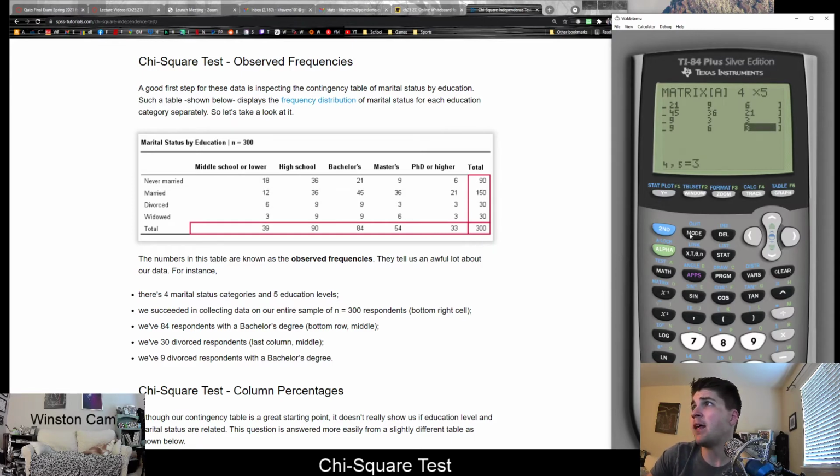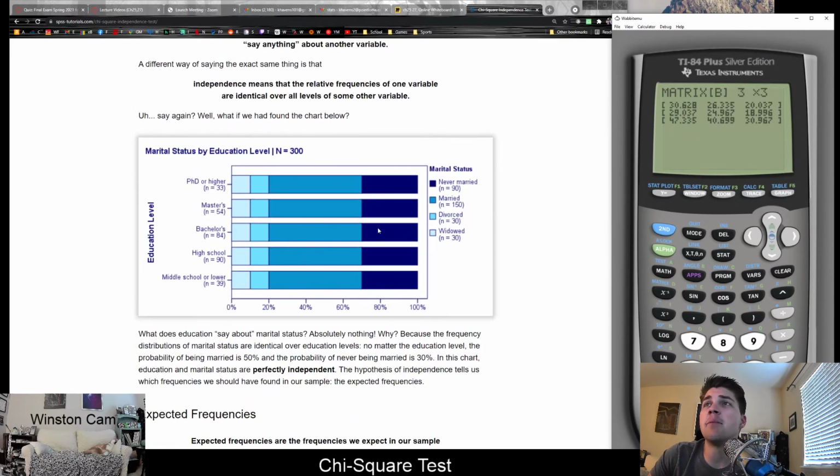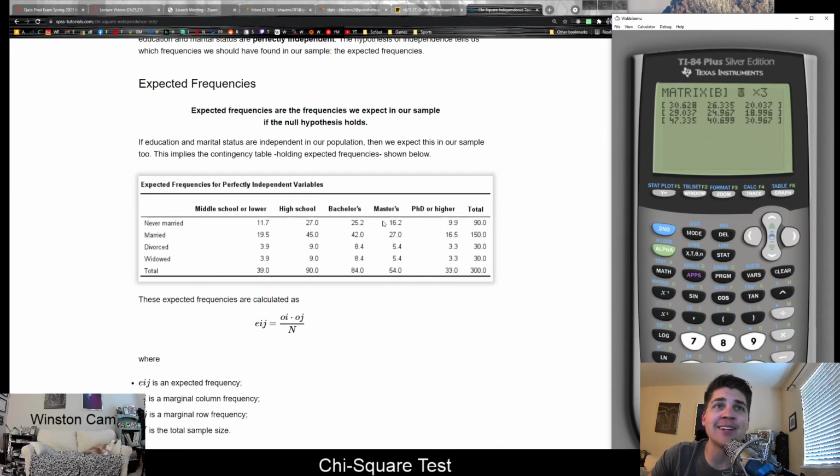Got all those in. Then we'll go back to matrix, edit matrix B for our expected counts. Again, we would normally have to calculate that, but the reason I bring up this page is they've already done it for us. That's most of the work that we're going to need if we're going to use a calculator to do this. And again, that's pretty simple to do, very easy to do in Excel. Perhaps I'll show you guys how to do that at the end of the video.